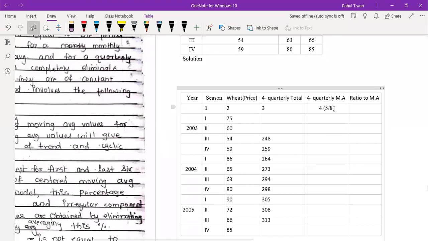So 3 by 8 means you have to do the sum of 3, and divide by 8. So if you just do the sum of these two, divide by 8. Why 8? Because in the first case we have 4 observations, in the second case we have 4 observations. The total will be 8 observations.